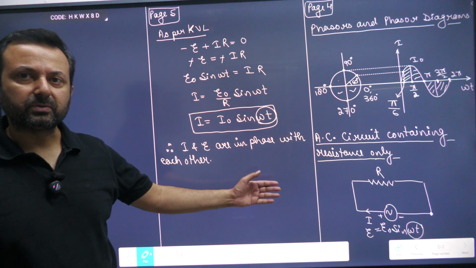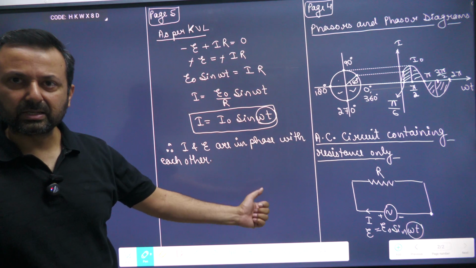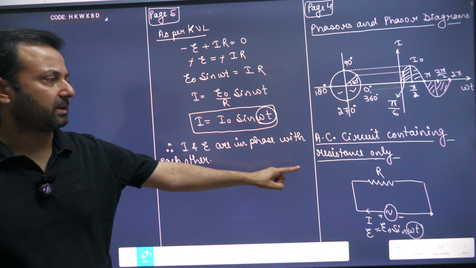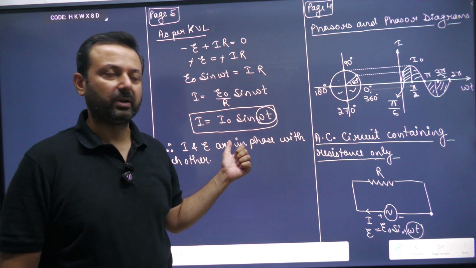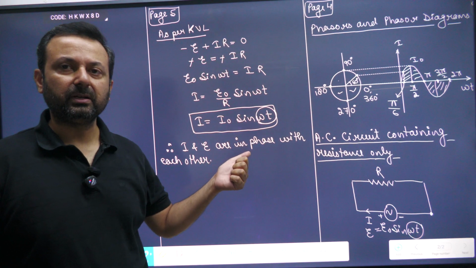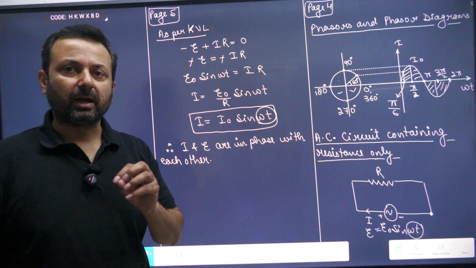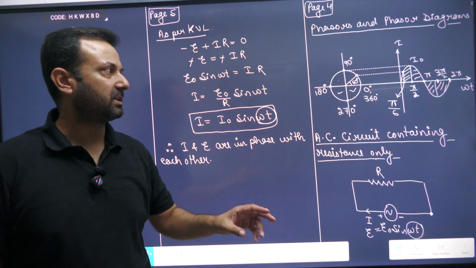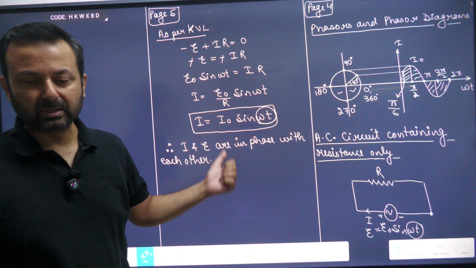They ask you to find the value of current in the case of an AC circuit which contains purely a resistance only. And after reaching I is equal to I naught sine omega t, they will ask you to draw a graph between E and I, and then they will ask for a phasor diagram also. So with the help of this, we will draw a phasor diagram also.